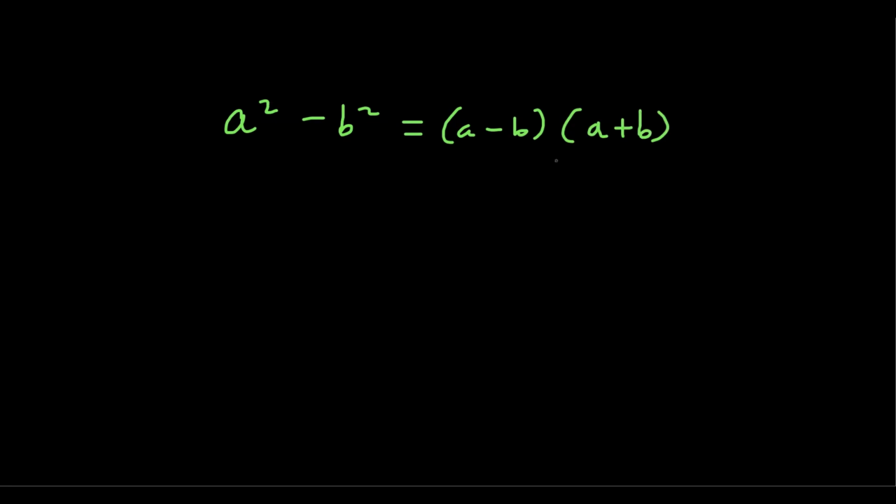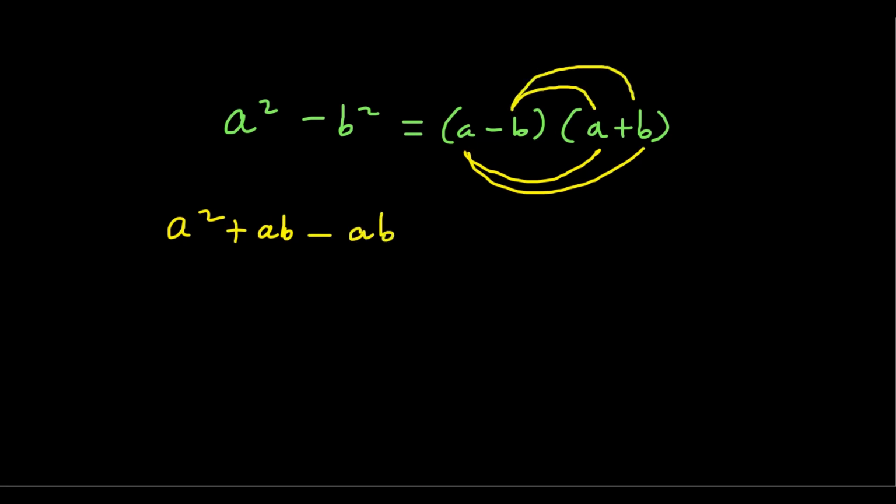And you can actually check that that's the case by expanding the right-hand side. So a times a is a squared, a times b is ab, minus b times a is minus ab, and then minus b times b is minus b squared. And then the ab's cancel, and you're left with a squared minus b squared, which matches the left-hand side. So whenever you have a difference of two squares, it can always be factorized as the expression on the right-hand side.